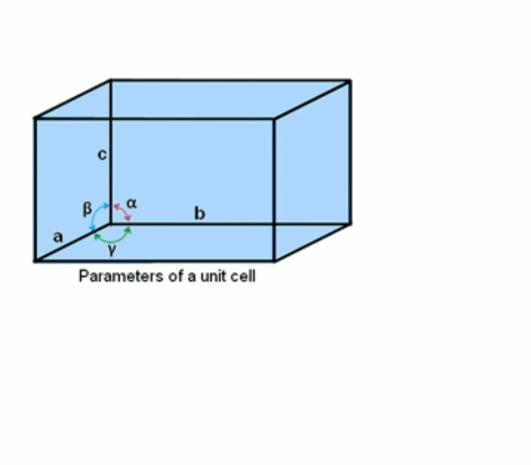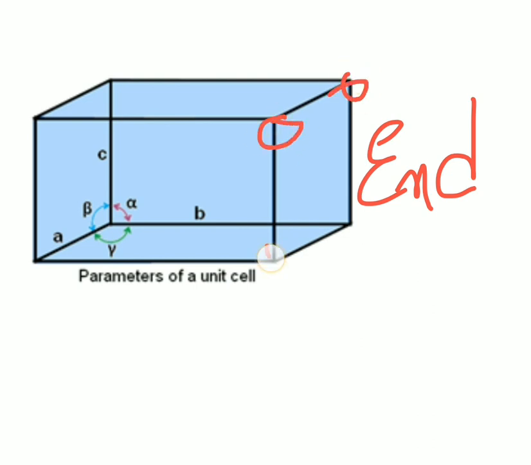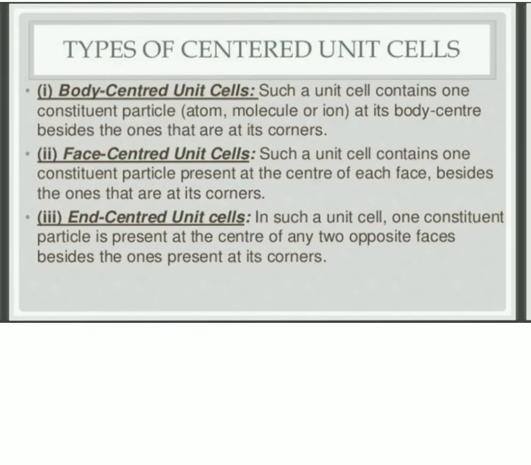And in the end centered unit cell, particles are present at the corners as well, and constituent particles are also present at two opposite faces, here or left or right or front or back, any 2 faces. Particles are present on any 2 faces. In the next video, I will explain to you the number of atoms per unit cell.